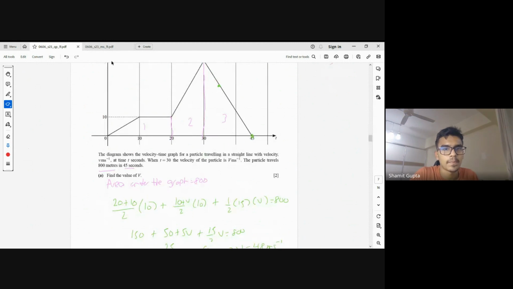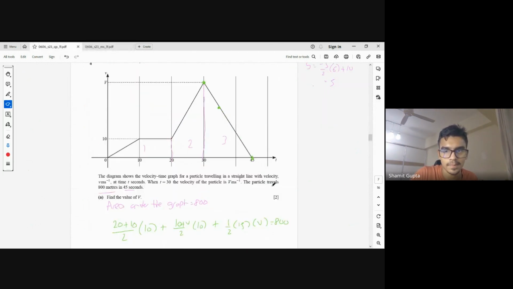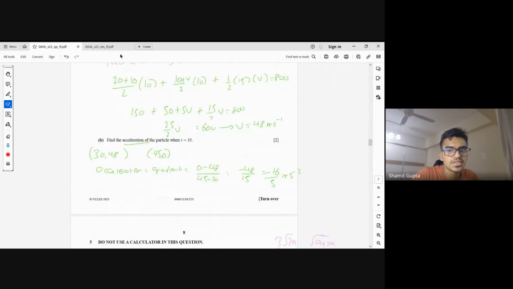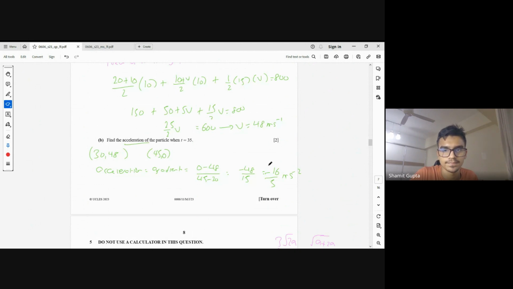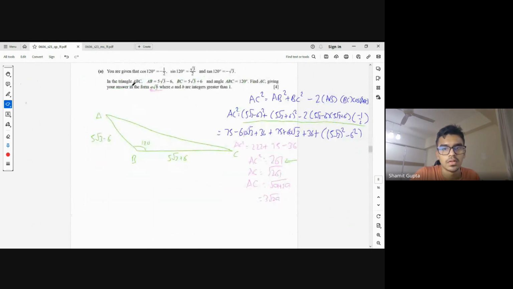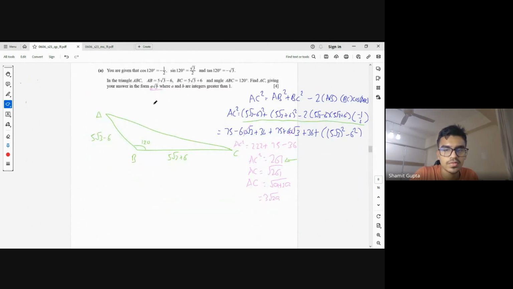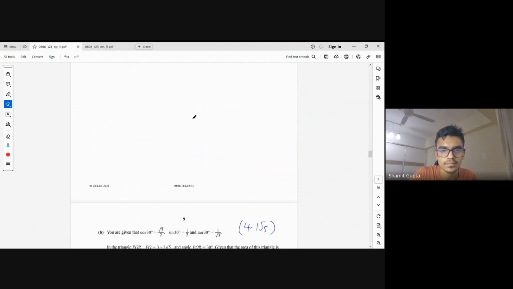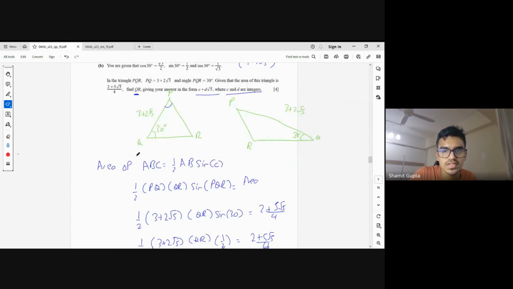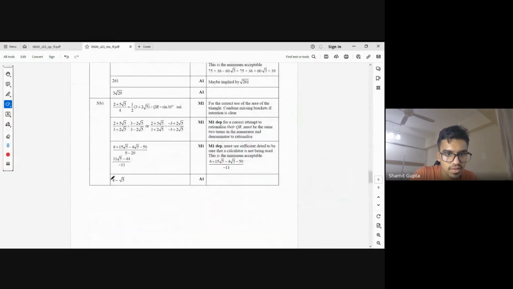Okay, then let's go to number 4. V is equal to 48. Yeah, V is equal to 48. Acceleration is -16 over 5. Yep. A plus B root 5. What did we get this as? Oh, sorry, A root B. We got 3 root 29. Yep. C plus D root 5. We got 4 minus root 5. Yep.